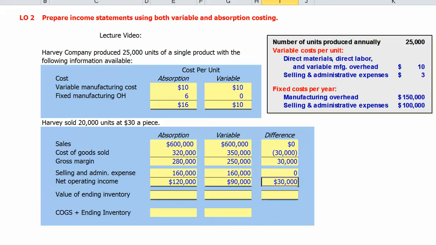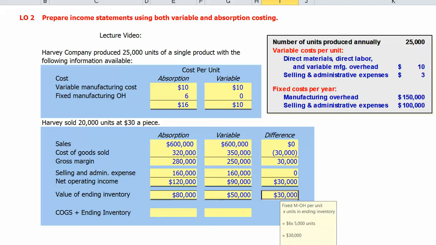Let's go ahead now and take a look at the value of our ending inventory under absorption and variable costing. Recall, we have 5,000 units in ending inventory. We produced 25,000 and sold 20,000. Under absorption costing, we were valuing these units at $16 per unit, so our ending inventory is $80,000. Under variable costing, we have the same 5,000 units, but now we've assigned a cost of $10 per unit because recall, fixed manufacturing overhead went directly to the income statement. So the difference in our inventory values is $30,000, which is exactly equal to the difference we had in cost of goods sold and net operating income.